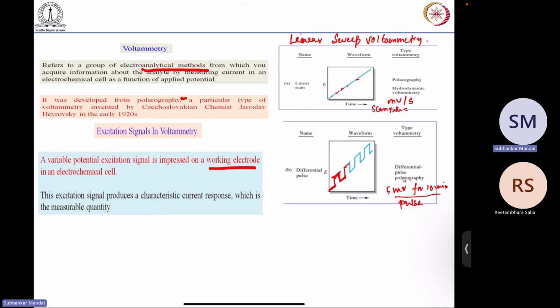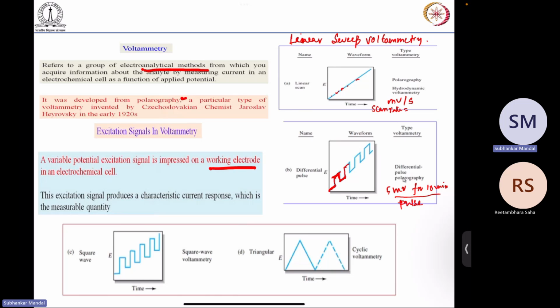There is another type of voltammetry also, like square wave voltammetry, where you apply a constant potential, and for as much time as you apply the potential, you keep the same time for relaxation. That is called square wave voltammetry.